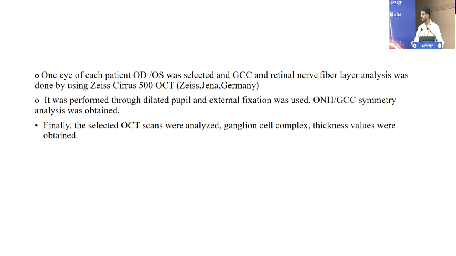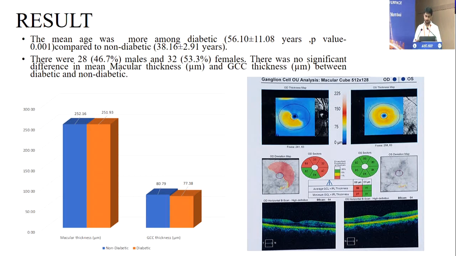We examined the patients on the Series 500 OCT. In this, it measures only the inner plexiform and the ganglion cell layer. It does not include the RNFL layer in the parameters which we checked. And then the results which we saw: the mean age of the patients among the diabetics was 56.1 plus minus 11, and there were 28 males and 32 females in the study.